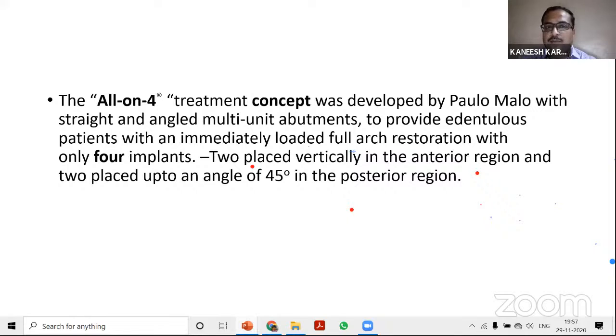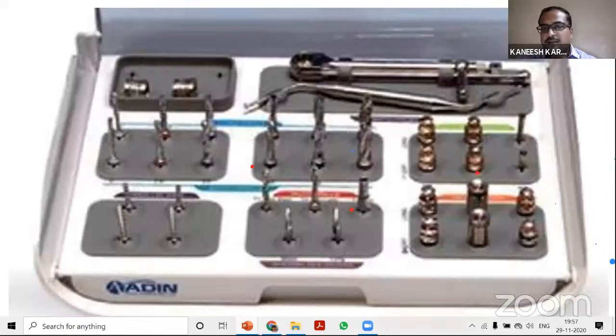The all on 4 treatment concept was developed by Paulo Malo with straight and angled multi-unit abutments to provide edentulous patients with an immediately loaded full arch restoration with only 4 implants. 2 are placed axially, that is vertically, in the anterior region, and 2 are placed at an angle of 45 degrees in the posterior region. This is an implant kit which contains the torque wrench, depth gauge, orientation pins, and the different drills. It also contains the hex driver.